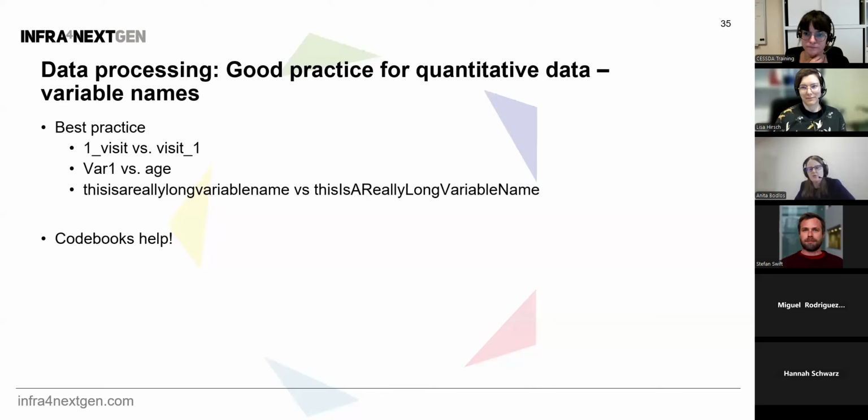So, for instance, if you work with survey data, it's easier to work with short variable names, but in the code book, the precise wording of the question is clearly documented and laid out.